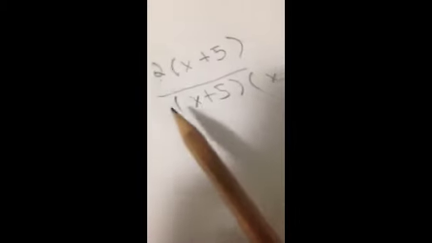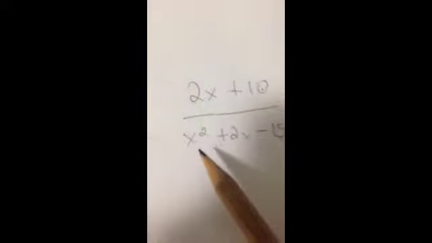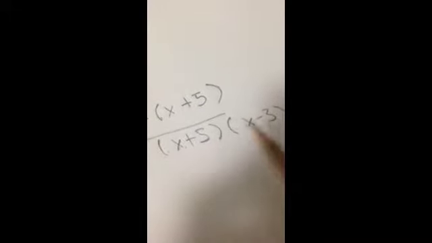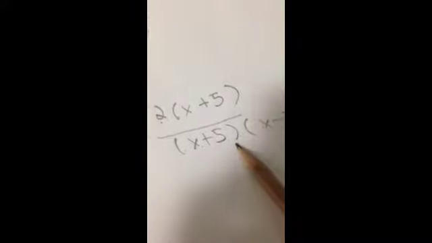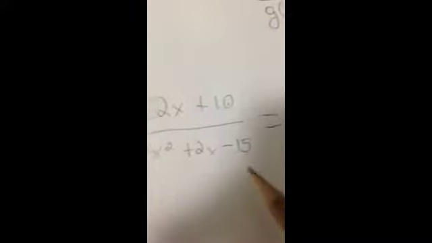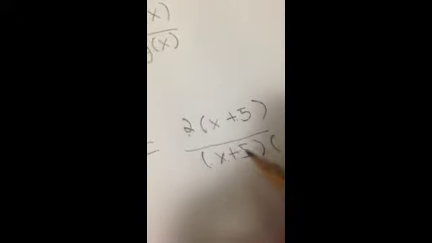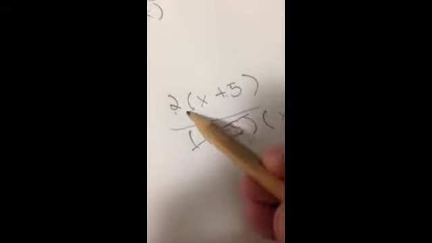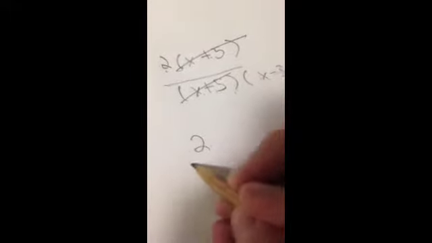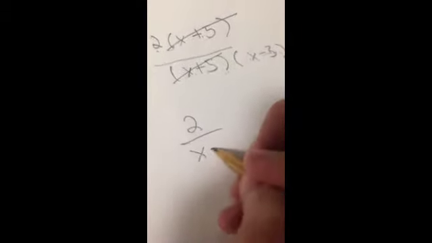x times x equals x squared. x times negative 3 equals negative 3x, and x times 5 equals positive 5x. They add up to positive 2x, and 5 times negative 3 equals negative 15. Okay, so as you can see here, these two are equal, so this goes into elimination. So what you do is eliminate these both, and what's left is 2 over x minus 3. Lesson 1 learned.